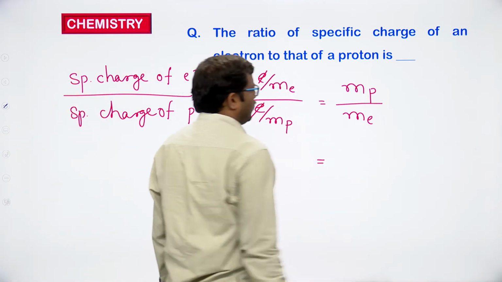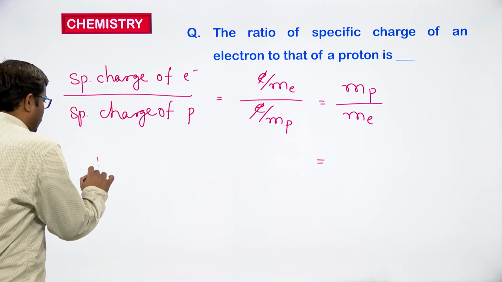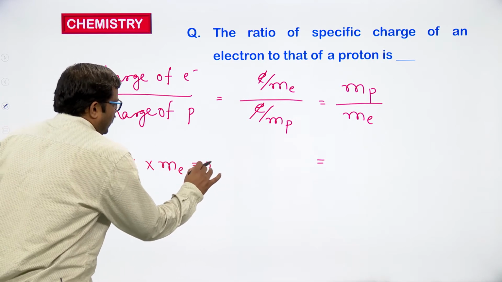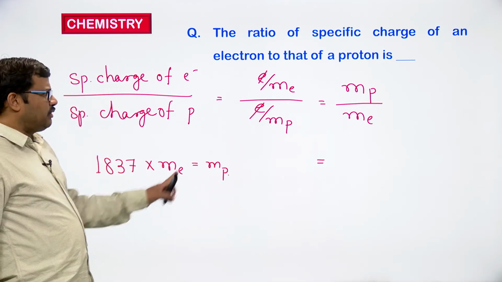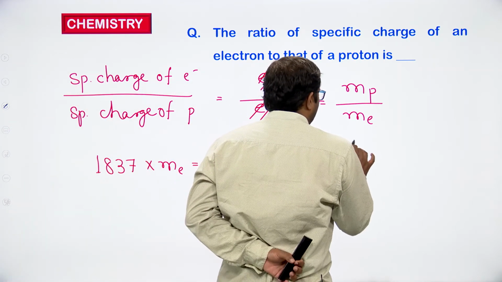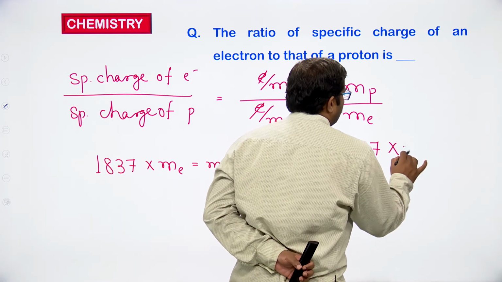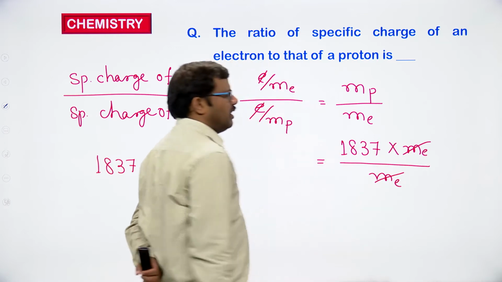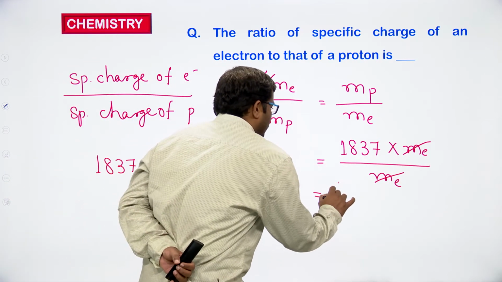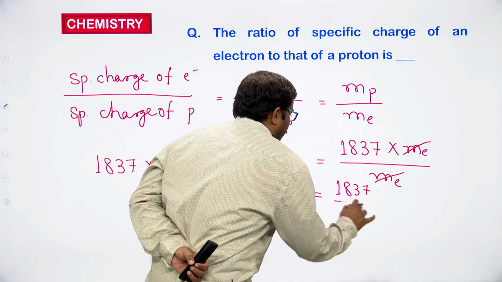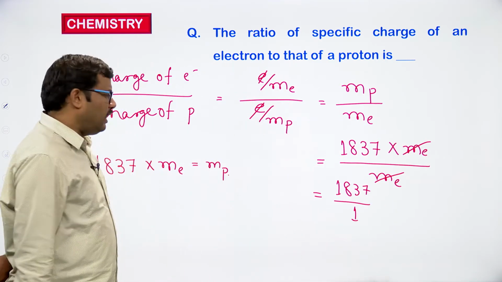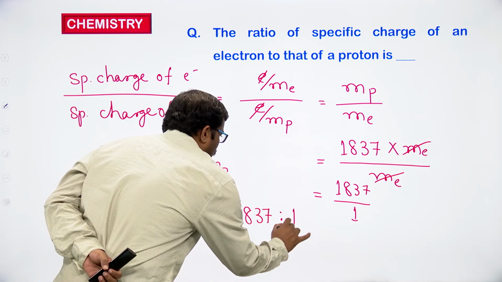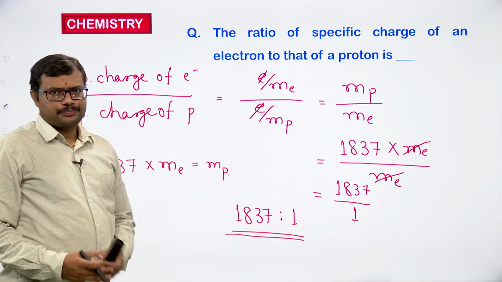In the previous question we calculated that 1837 into mass of electron is equal to mass of proton. Substituting this value, we get 1837 into mass of electron divided by mass of electron. The mass of electron gets cancelled out, so we get the ratio as 1837 divided by 1, or you can say the ratio comes out to be 1837 is to 1.